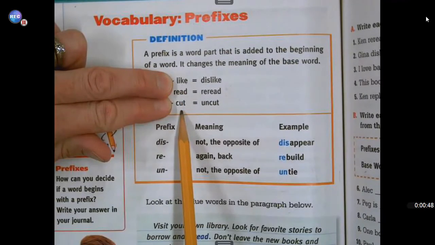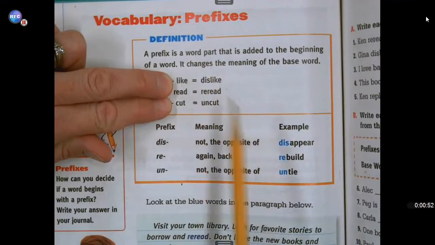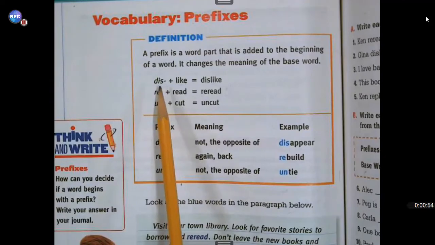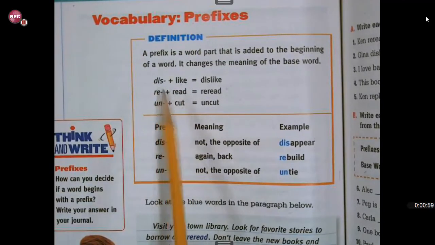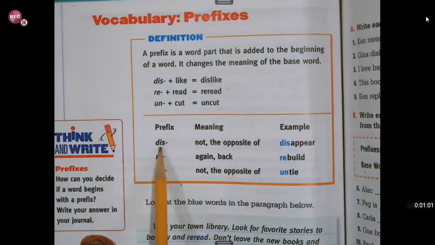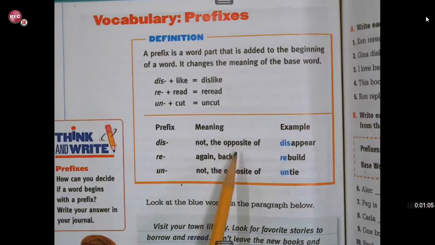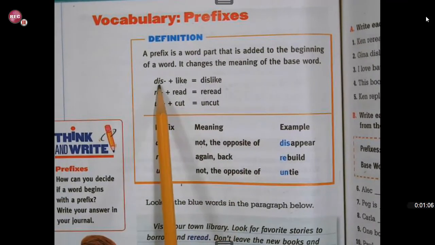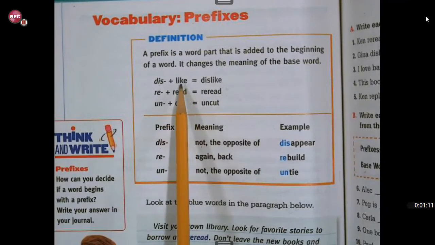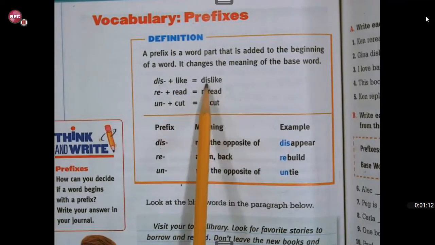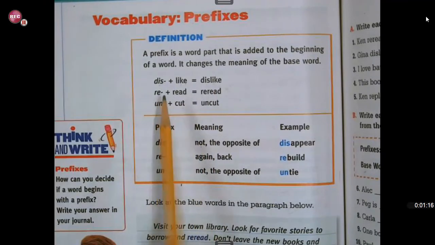But when we add prefixes, so remember those are parts of words added to the beginning of that word, it changes the meaning of the base word. So we remember that the prefix dis means not, or it can mean the opposite. So here, dis, if this means not, it changes the word like to mean not like. Dislike means not like.